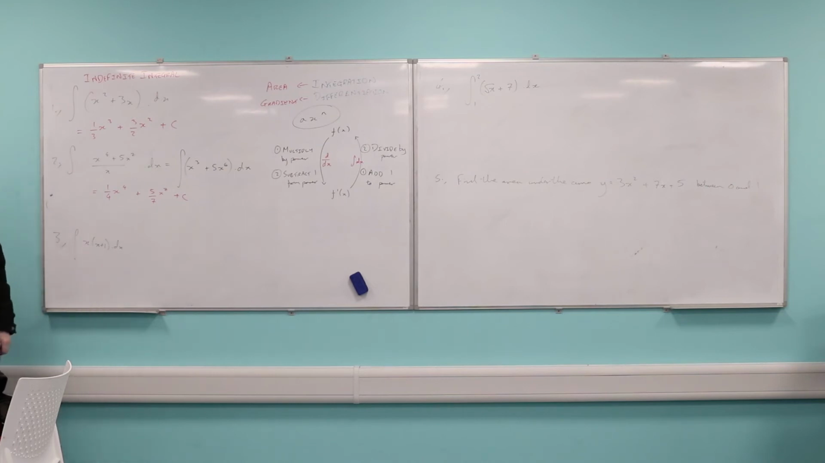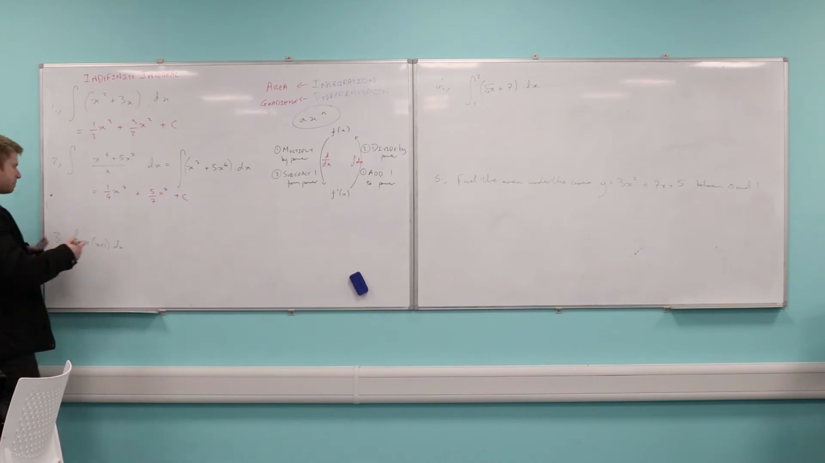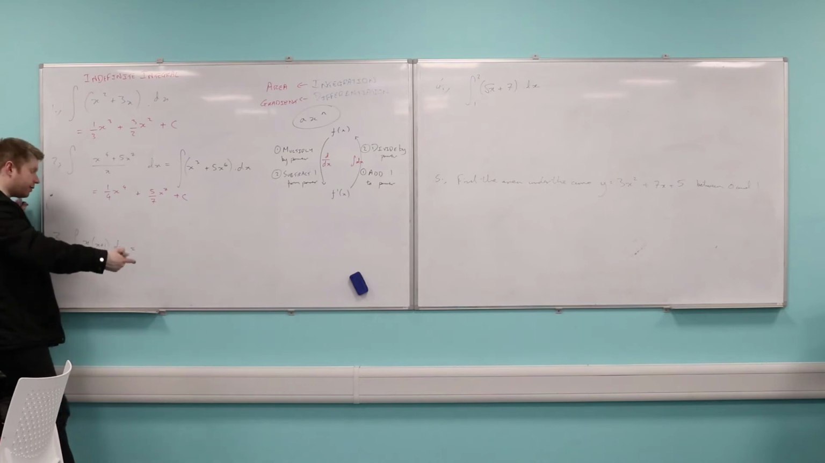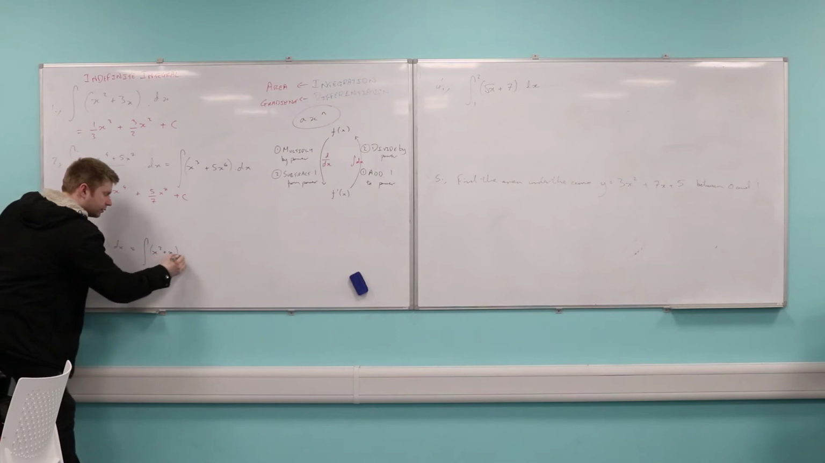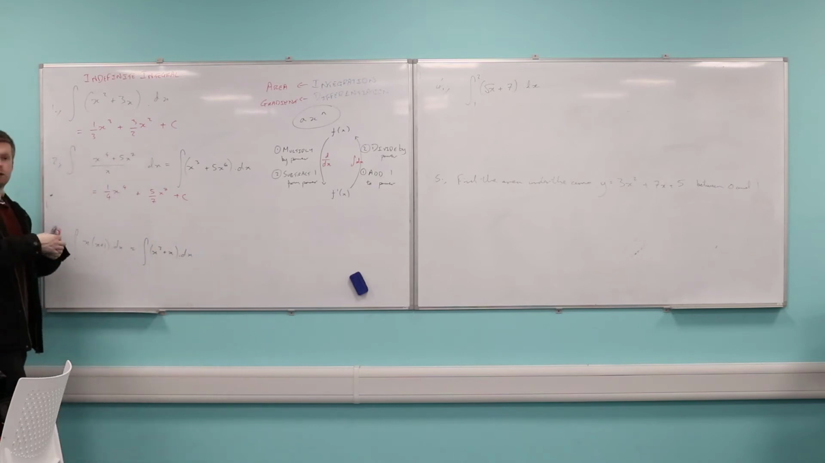What about this one? What are we going to do here? Don't tell me the answer. Tell me how we do it. Absolutely right. Because we've got products going on, we need to expand this out. So x squared plus x dx. Okay, and then can you do the integration for me as well?